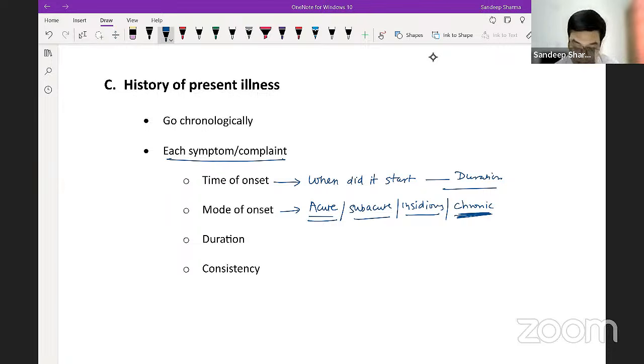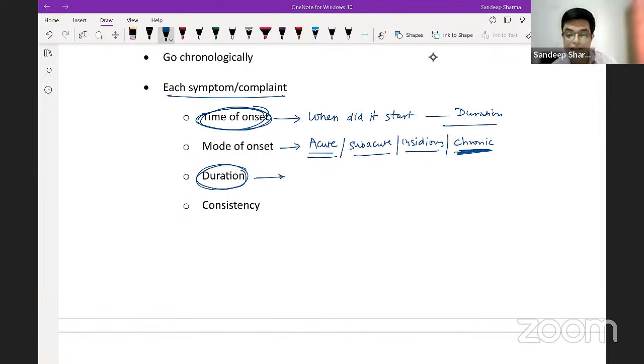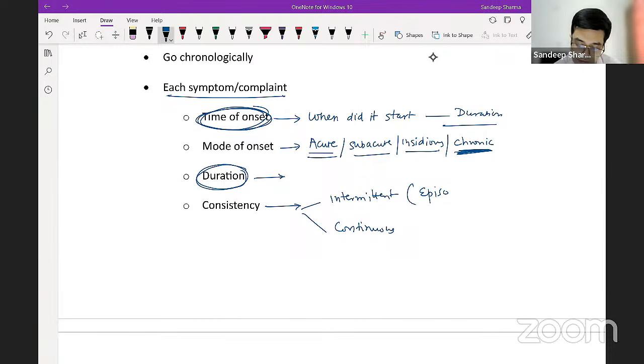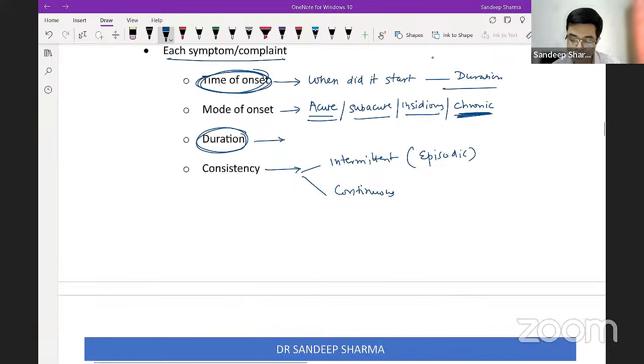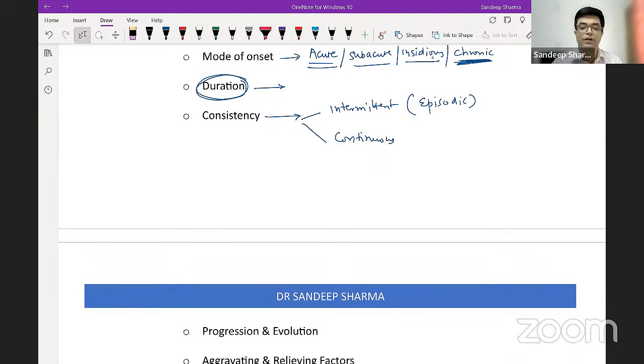Then duration of the illness and consistency is important. When we say duration, if time of onset was mentioned separately, then you can start there, or duration can be mentioned separately also. If it is already mentioned there, don't repeat it here. Consistency, when I say consistency, you need to mention whether it is intermittent in nature or it is continuous. If it is intermittent, it will also be called episodic. So intermittent, that is episodic, versus continuous, you need to mention.